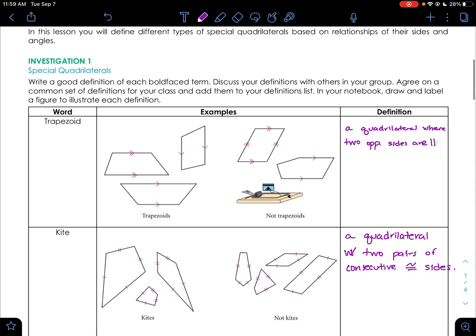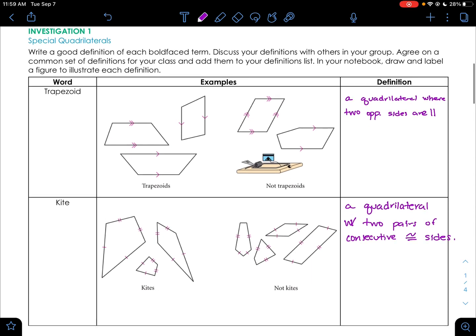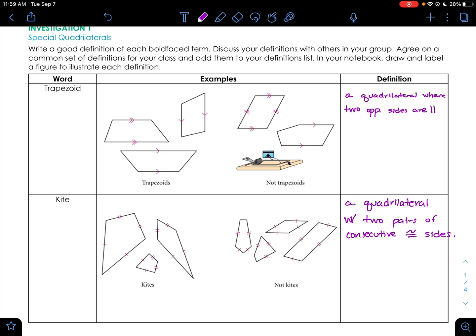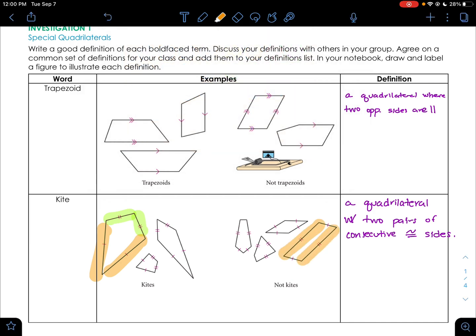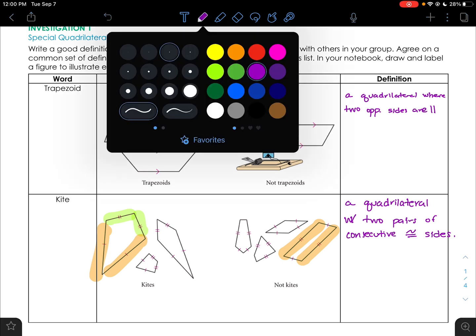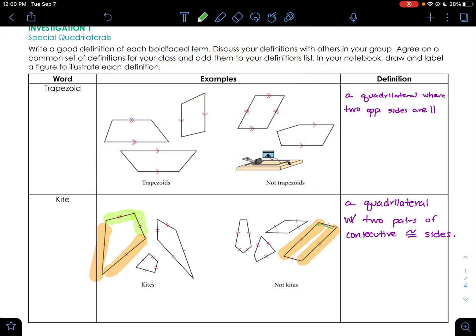A kite is a quadrilateral with two pairs of consecutive congruent sides. In class, I noticed a lot of people said a quadrilateral with two pairs of congruent sides. But the key is that the congruent sides have to be consecutive. There and there, those sides share a vertex. If you look at this one over here, it is not a kite because the congruent sides do not share vertices, so they are not consecutive. So again, for a kite, the key word is that the congruent sides are consecutive.